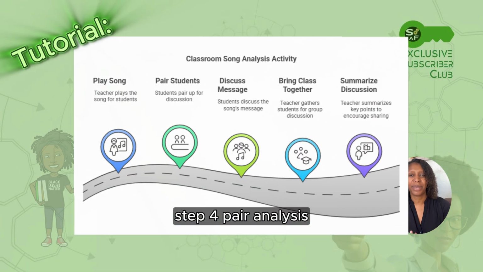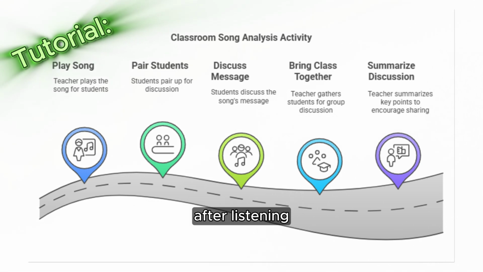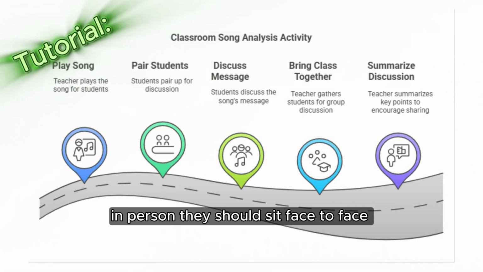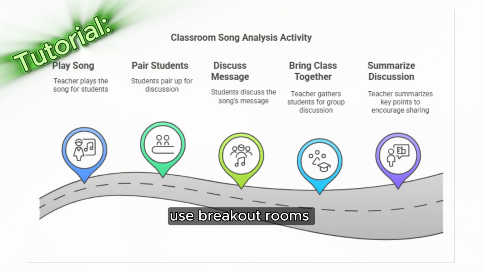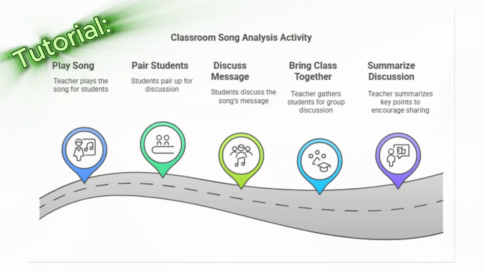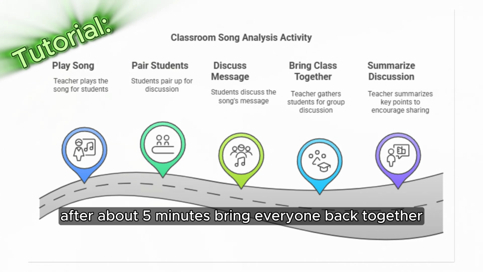Step 4. Pair analysis, 5 to 7 minutes. After listening, pair students up and have them discuss the message of the song. In person, they should sit face to face. Online, use breakout rooms. Ask, what do you think the singer is trying to say about loss? After about 5 minutes, bring everyone back together.